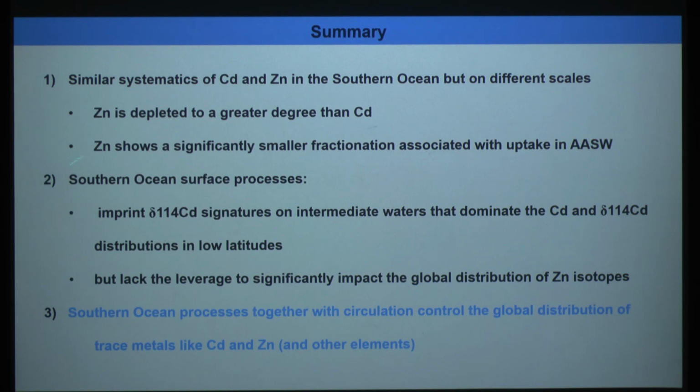And these surface Southern Ocean processes are really important, both the drawdown in cadmium and zinc in terms of concentration, as well as the isotopes, especially for cadmium. These really set those end members that are formed in the Southern Ocean, and then dominate pretty much most of the low latitudes in terms of water mass mixing. So if you take anything away from this lecture, or talk, whatever, just take the blue message away, because this is really something that is important.